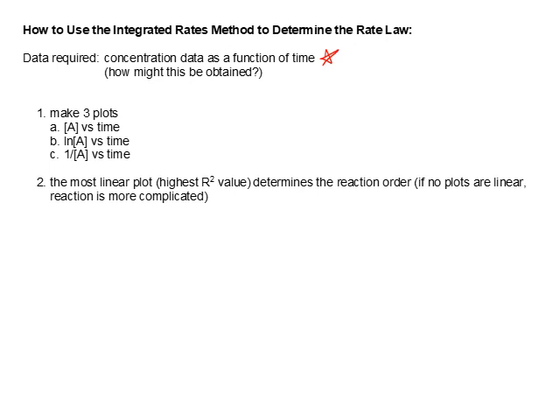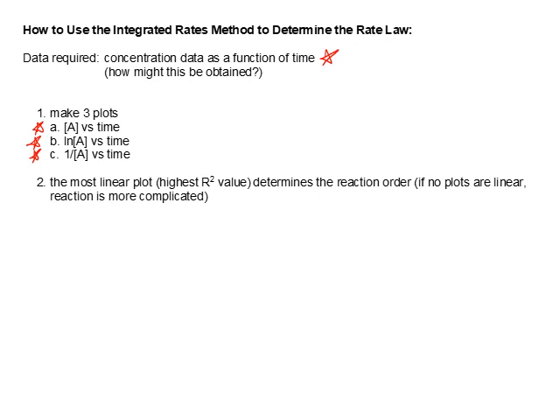Once we have data of concentration versus time, we need to make three separate plots, usually using Excel. We'll first plot concentration versus time. We'll make a second plot of natural log of concentration versus time. And finally, a third plot of 1 over concentration versus time.